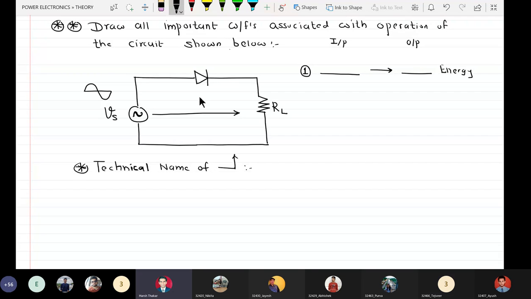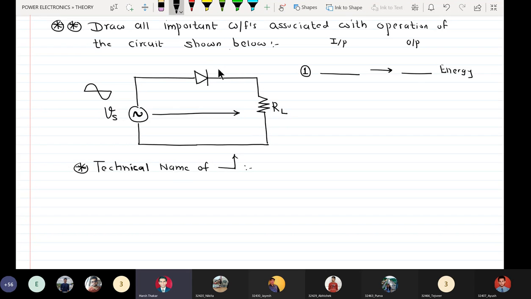I am asking that when you use a diode between load and AC supply, that circuit is called a converter or a rectifier. Rectifier. So rectifier means uncontrolled rectifier. So now, is this a rectifier or a converter? This is a rectifier, an uncontrolled rectifier. If you use a diode between an AC supply and load, then that is called an uncontrolled rectifier or a plain rectifier.